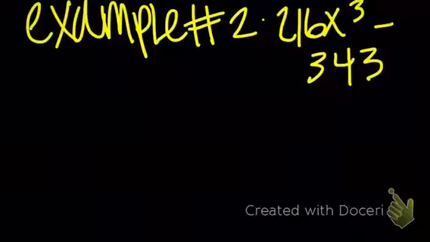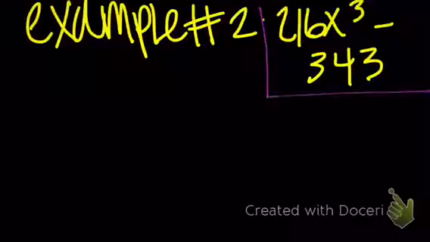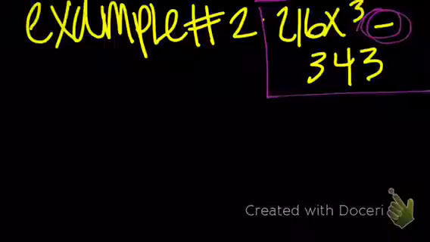All right, so we're just going to keep going steady, and we're going to move on to example number 2. Our second example is going to be 216x cubed minus 343. And remember, since we're doing the difference of cubes now, we're going to keep that minus sign instead of a plus sign like we did in the sum of cubes.